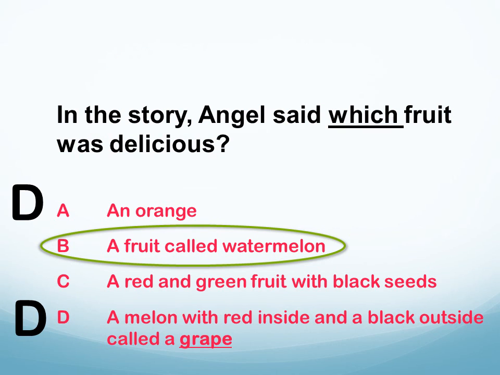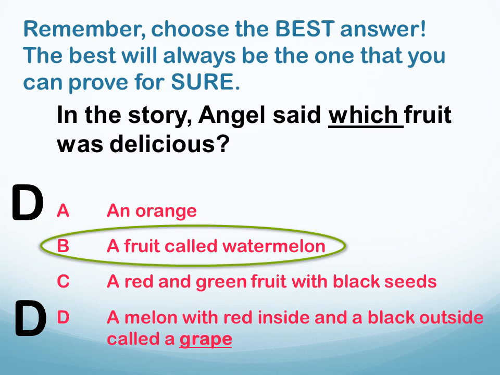I hope that you decided to choose a fruit called watermelon because, if you think about it, a red and green fruit with black seeds could also be an apple. Apples can be colored red and green on the outside, and on the inside they have black seeds. So remember, choose the best answer. The best answer will always, always be the one that you can prove for sure. And in this case, it is answer choice B.